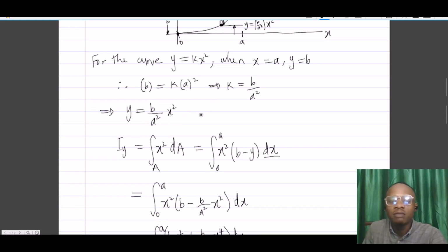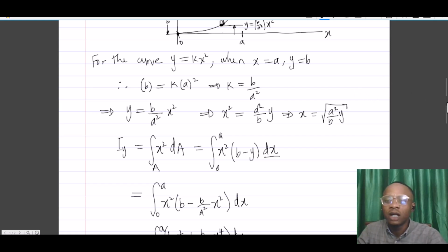If we wanted to have x as a function of y here, we would have x equal to the square root. When we move this to the other side, we're going to have x squared equal to a squared over b, multiplied by y. For us to get x, we take the square root of both sides. This will give us x is equal to the square root of a squared over b, multiplied by y. So we have the root of y right here.